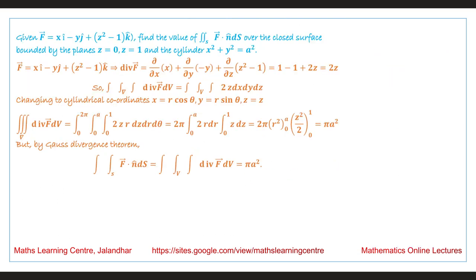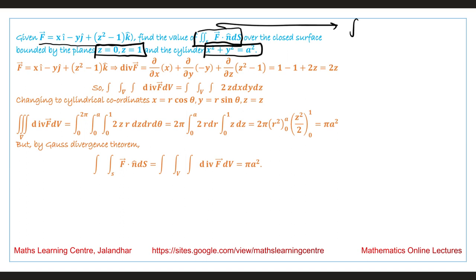Now next we have this f vector, which is given to us. We have to find the value of the double integral of f vector dot n cap dS over the closed surface bounded by the planes z equal to 0, z equal to 1, and the cylinder given to us. So we use the Gauss divergence theorem to evaluate this. It is equal to the triple integral over V of divergence of f vector dV, where V is the volume enclosed by this cylinder.